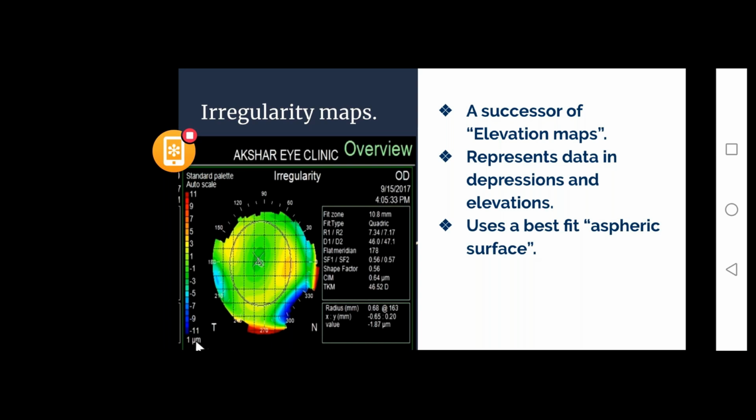Again, it is given in microns. The elevation is given in microns as well as the irregularity is given in microns. Again the same thing applies over here. If it's on the warm side of the scale, that means the areas are elevated. If it is on the cool side, that means it is depressed in that area.